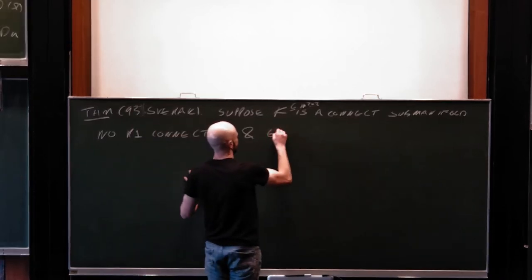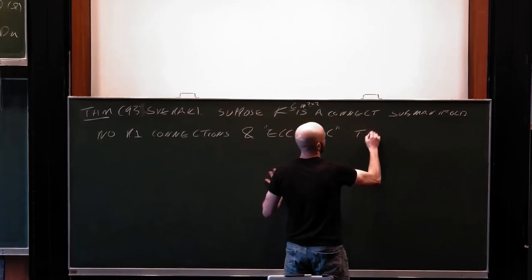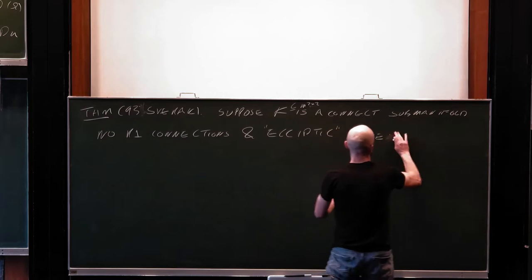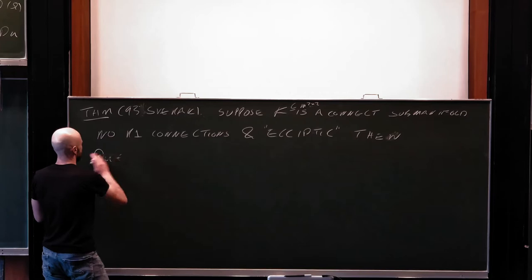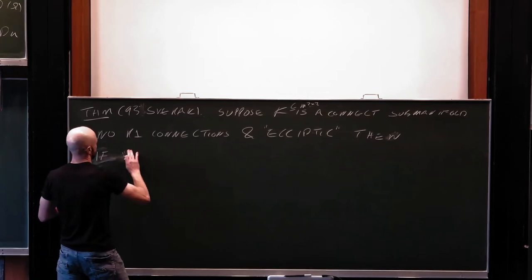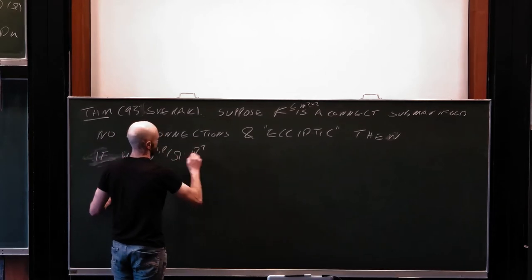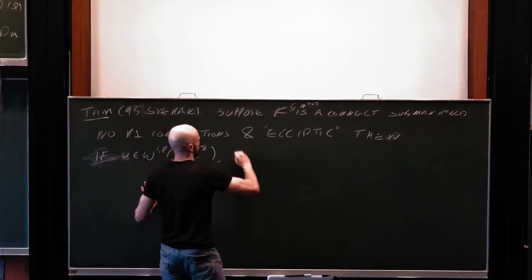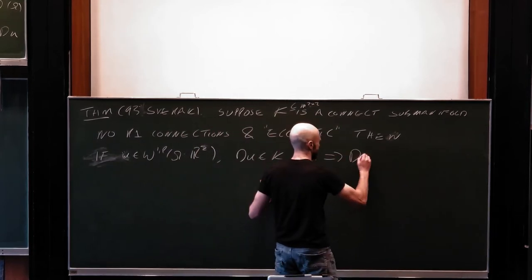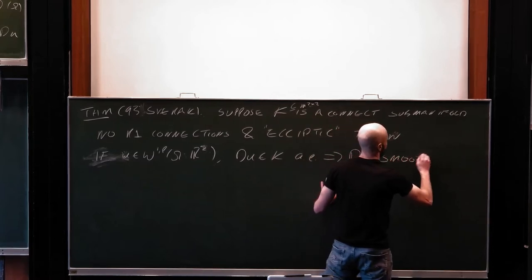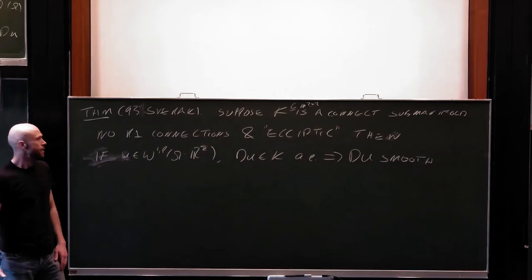And it's elliptic, in a sense, I'll say in a second. Then, differential inclusion, say here, u belongs to W^{1,p}(R^2), u belongs to K almost everywhere. This implies that the gradient is smooth, where smooth means basically as smooth as the submanifold. Okay. So what does elliptic mean?